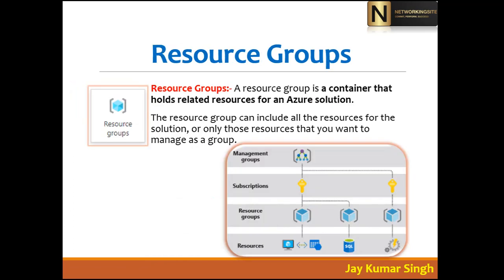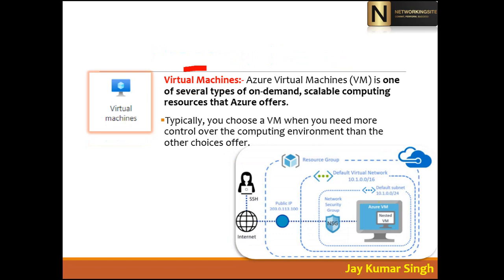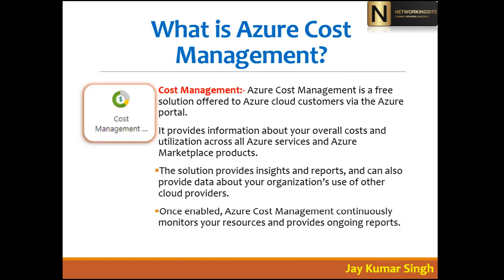Now we are going to create a resource group. After creating the resource group, we will be creating some servers, and then I will give you the IP address, username and password to access this server from your own machine. Cost management, as I told you, is used to find the cost and billing utilization of your resources, meaning how much you have utilized and how much you have to pay.